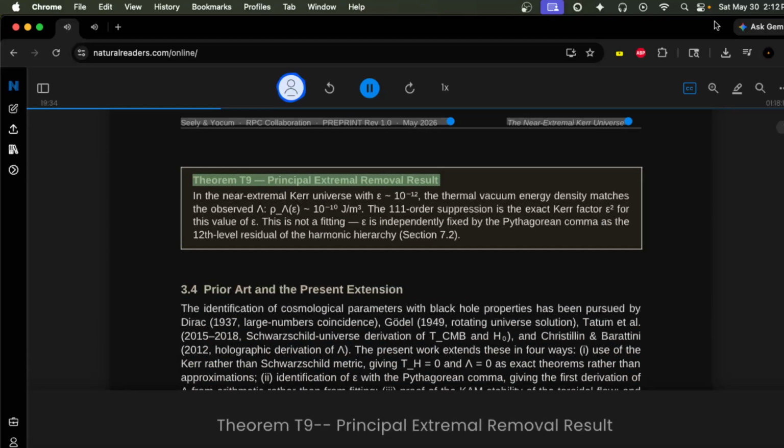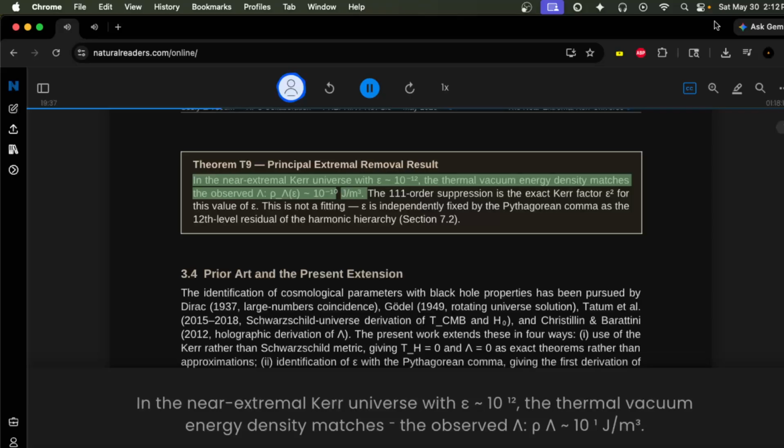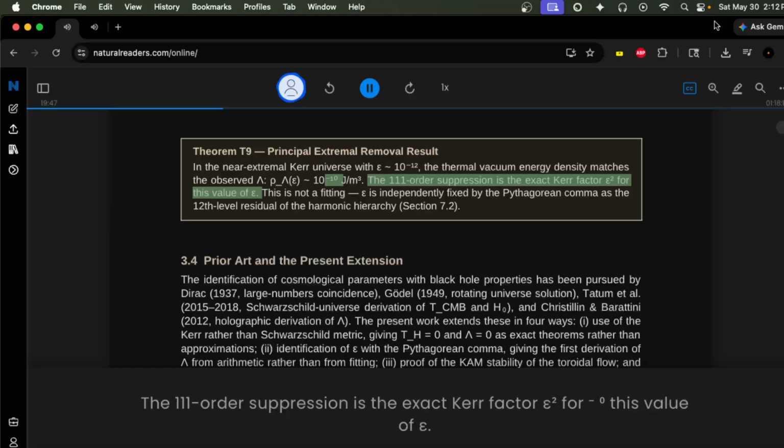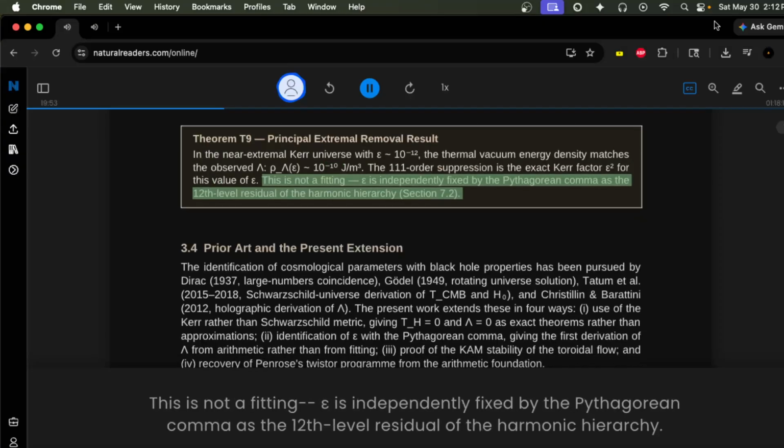Theorem T9, principal extremal removal result. In the near-extremal Kerr universe with epsilon approximately 10 to the power of minus 2, the thermal vacuum energy density matches the observed lambda, rho lambda approximately 10 to the power of minus 10 J per cubic meter. The 111 order suppression is the exact Kerr factor epsilon squared for this value of epsilon. This is not a fitting, epsilon is independently fixed by the Pythagorean comma as the 12th level residual of the harmonic hierarchy.